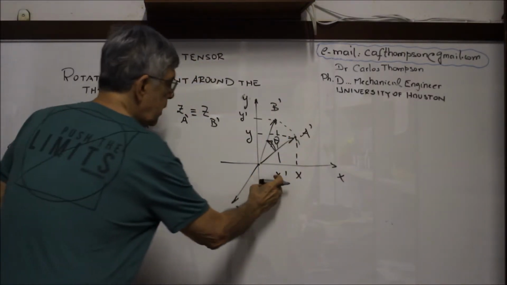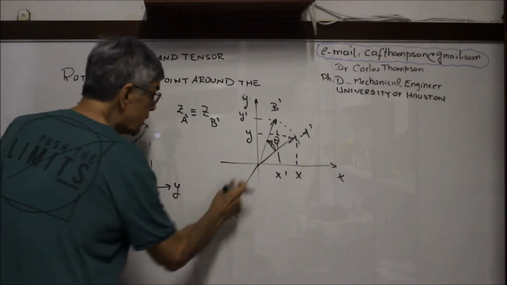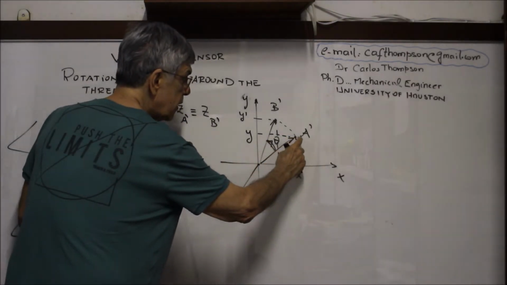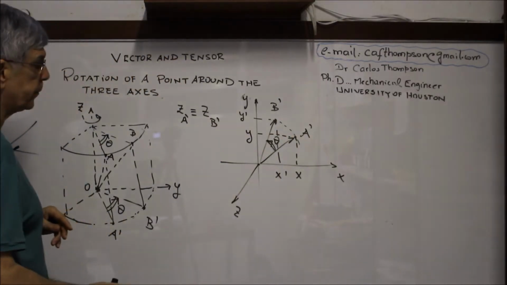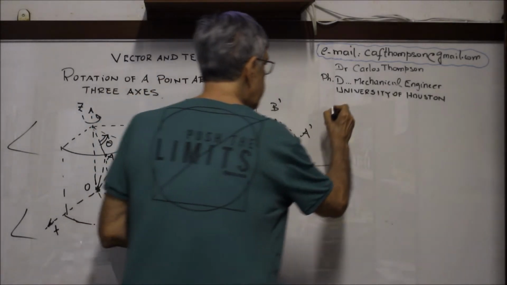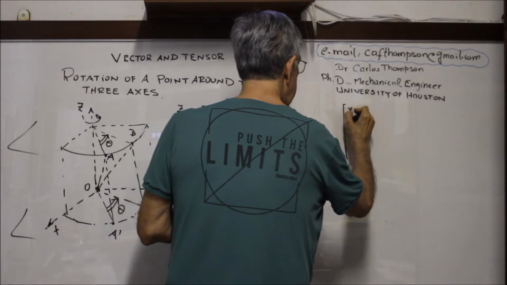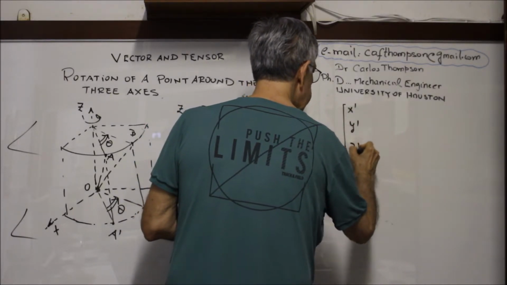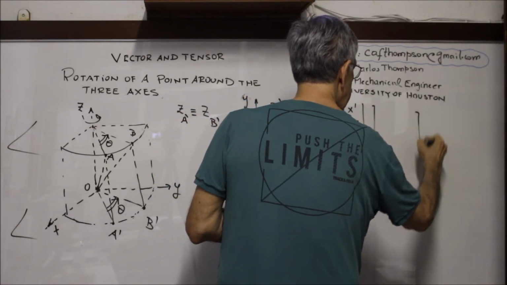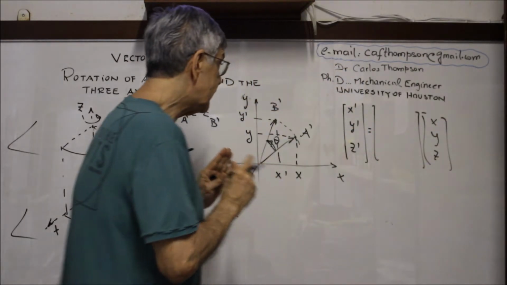Just now, in this case, the coordinate system is fixed, and I'm moving the point from A prime to B prime. Now, I will do as follows. I'll have my matrix. I have X prime, Y prime, and Z prime. Now, my matrix here, X, Y, and Z. Attention now.